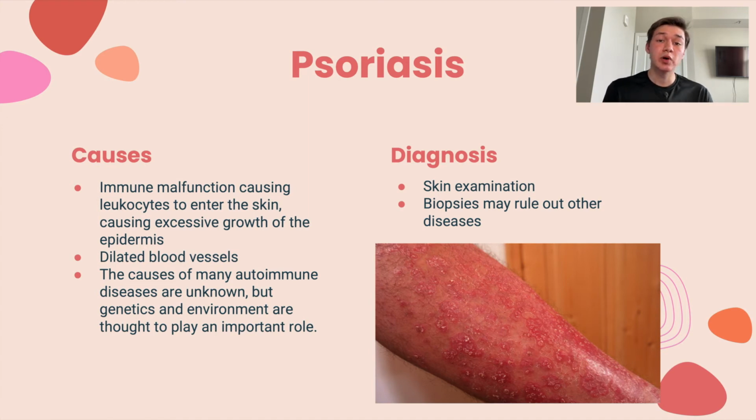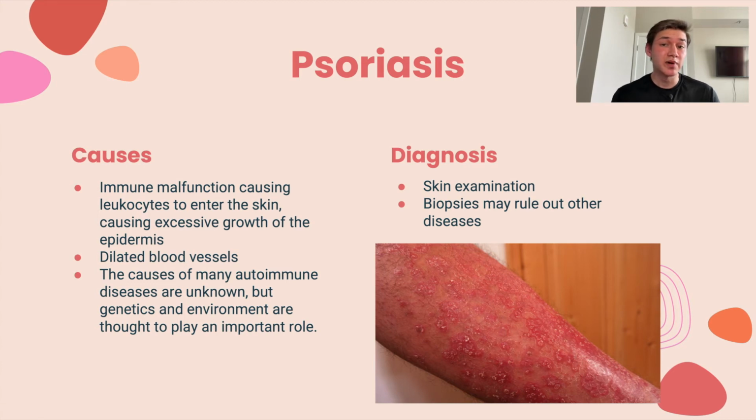All right, so the main cause of psoriasis is an immune malfunction, which causes leukocytes to enter the skin, and that causes excessive growth of the epidermis, as well as hyperkeratosis. This immune response also causes dilated blood vessels within the skin, which creates redness. So you can see here in this photo that the skin is very flaky and red, again caused by that hyperkeratosis and the dilated blood vessels.